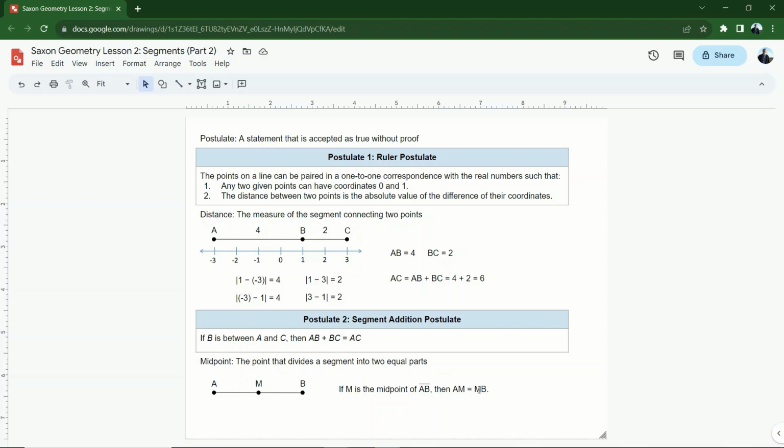And that's the end of lesson 2, part 2. Next, we're going to work some example problems.